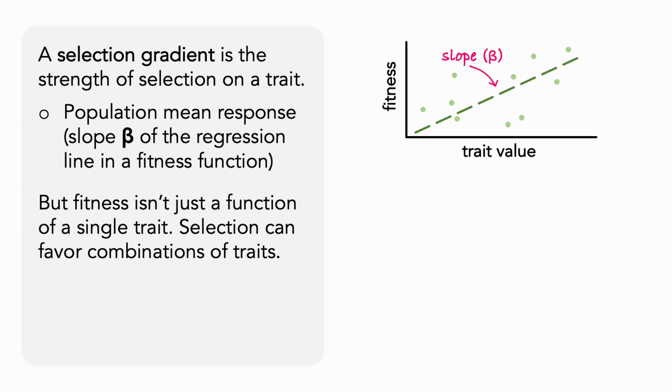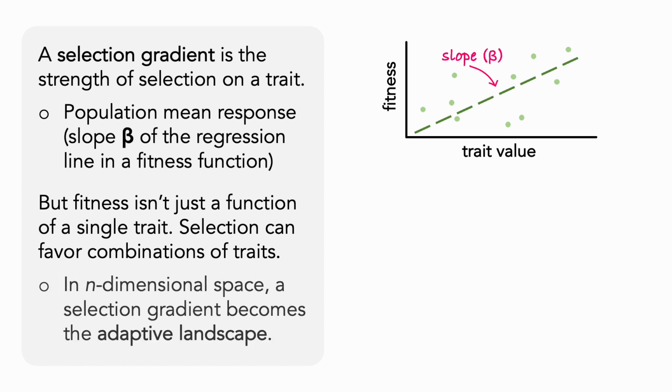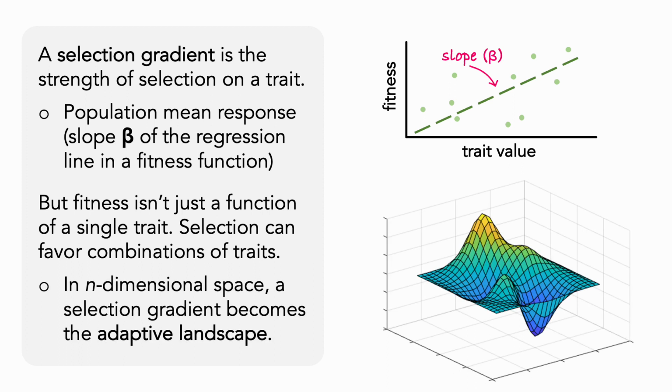Selection can favor combinations of traits. In n-dimensional space, a selection gradient becomes the adaptive landscape. This means that our two-dimensional regression line from before becomes a 3D or multidimensional plane. The adaptive landscape represents mean fitness as a function of allele frequencies or mean values of 2 or more traits.